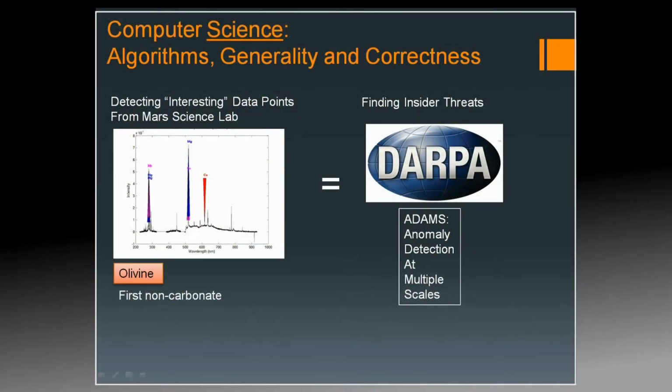It turns out, again, this is equivalent to a problem that we're working on under funding from DARPA under the ADAMS program, where we're looking for insider threats in an organization. And we're looking for anomalous behavior by some employees in the company and to detect whether they might be trying to steal intellectual property or to sabotage the system or things like this. So again, the same underlying algorithms can be applied to many different problems.